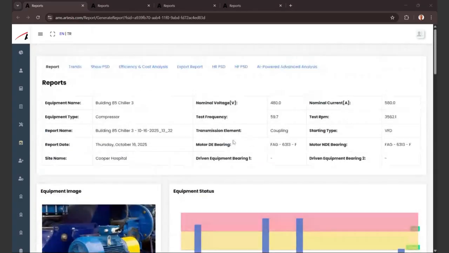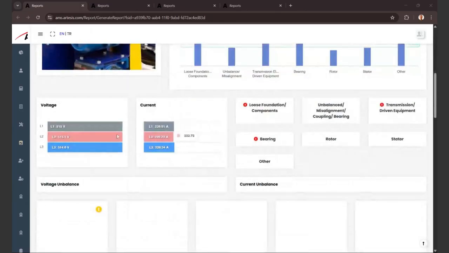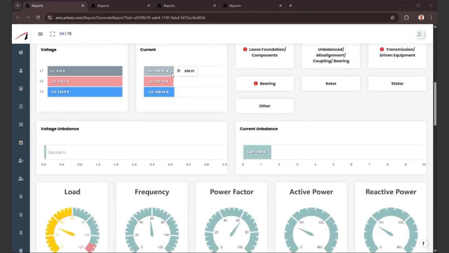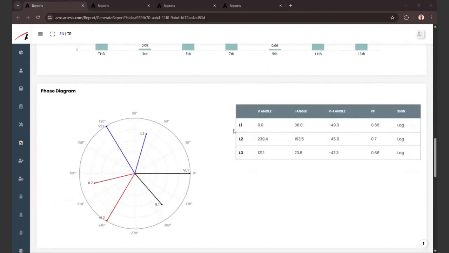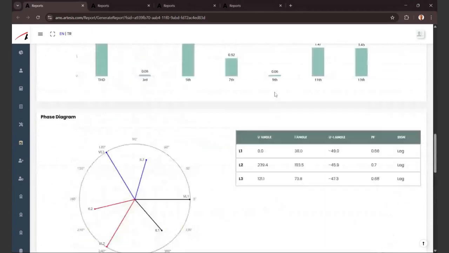this report gives you, it actually combines all the factors that I was talking about, all the layers, right? Foundation, looseness, transmission, all the mechanical fault detection done by the machine learning and digital twin layers. So you already have automation here, which tells you where to look, whether your problems are electrical or mechanical. And also down here, you have all the electrical information: voltage, current, RMS values, power quality information, harmonics. You have your phase diagram, and you have your waveform, which is sampled at 10 kilohertz.